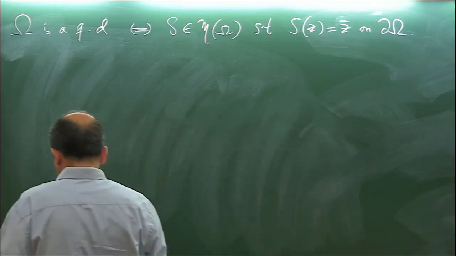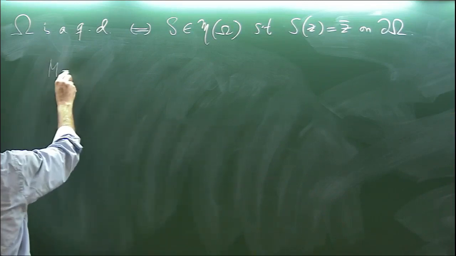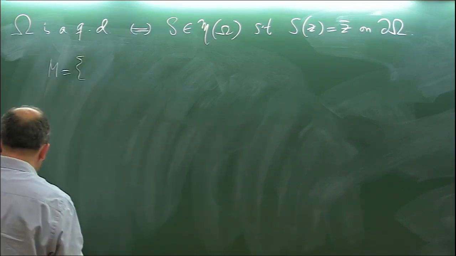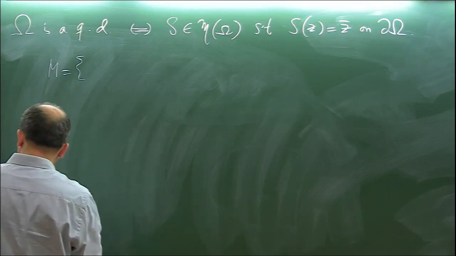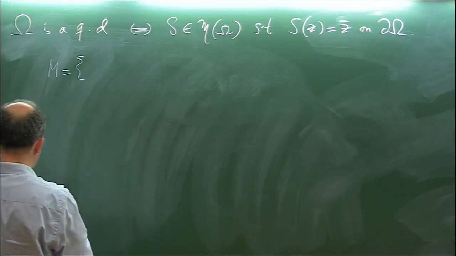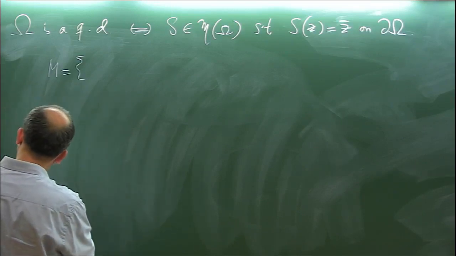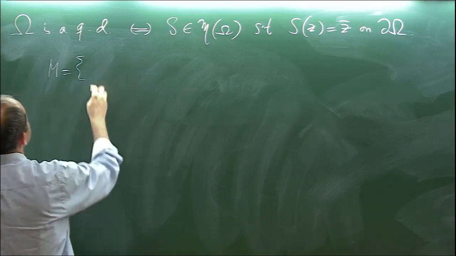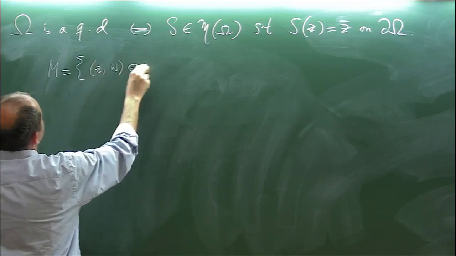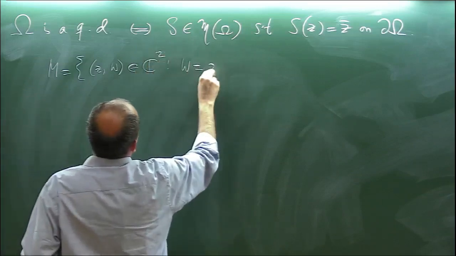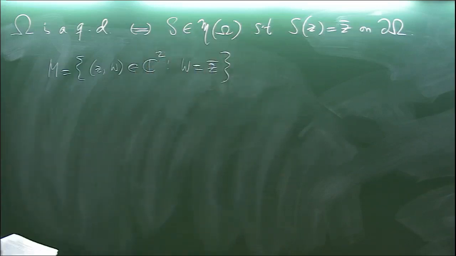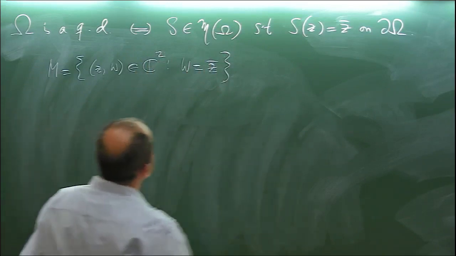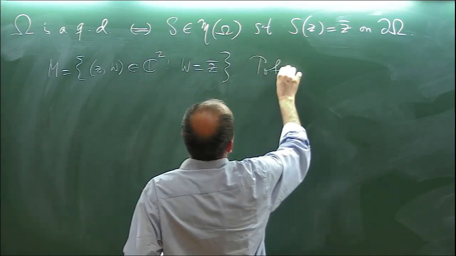Okay. So now let's define this abstraction. So let's call this M. I think I called it M here. W equals Z bar. So this is a totally real two-manifold.